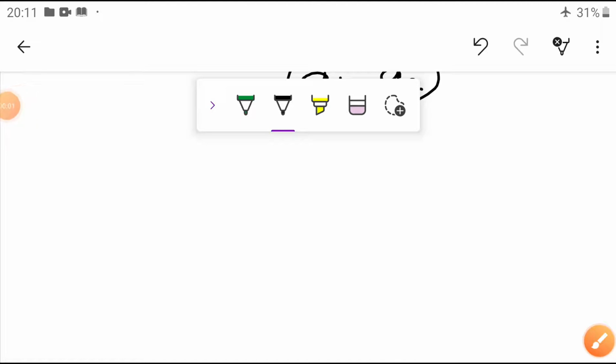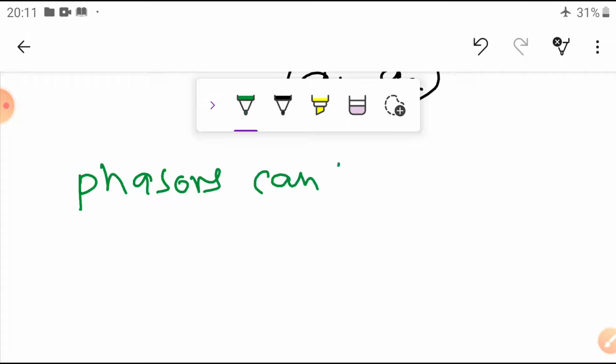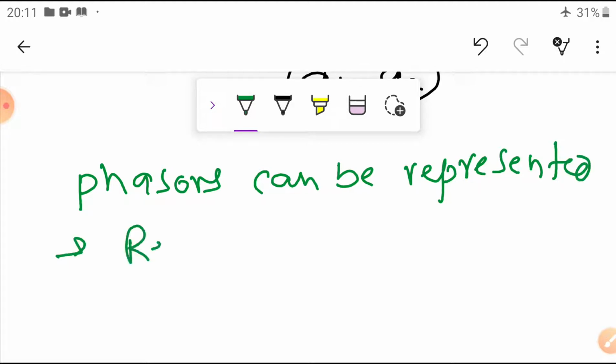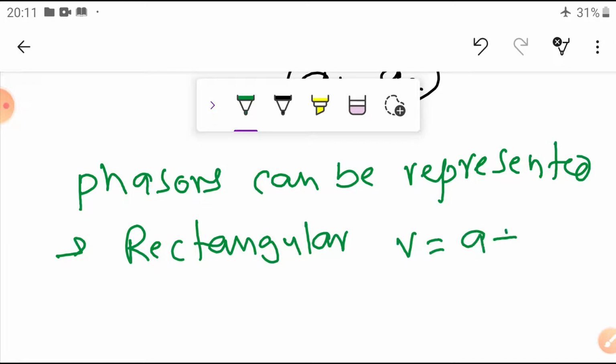So, dear students, in the last class we have seen that phasors can be represented by rectangular form, trigonometrical form, polar form and exponential form. So, how are we going to represent any phasor? Phasors can be represented by rectangular form. What is the rectangular form? We have seen that V is equal to A plus j of B. This is the rectangular form.